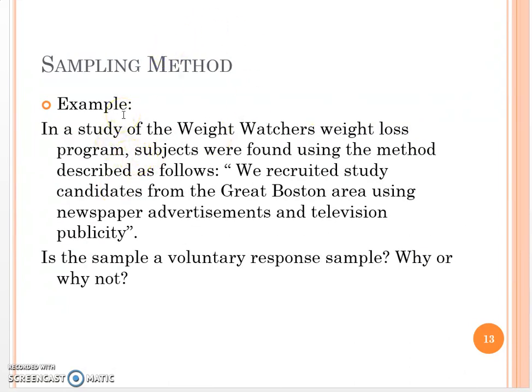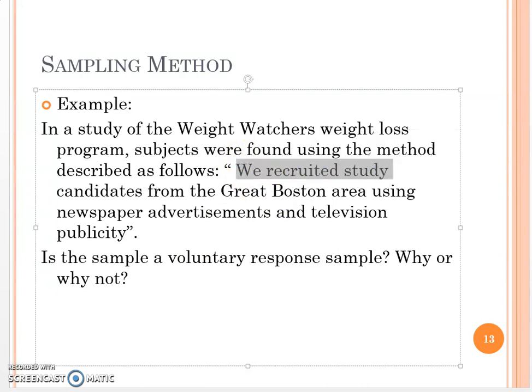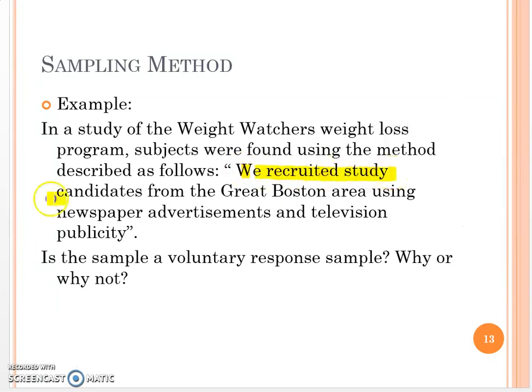So again, let's look at the next example. In a study of the Weight Watchers weight loss program, subjects were found using the method described as follows. We recruited study candidates from the Greater Boston area using newspaper advertisements and television publicity. Is the sample a voluntary response sample? Why or why not? Let's look at how they recruited the candidates: from the Greater Boston area using newspaper advertisements and television publicity.